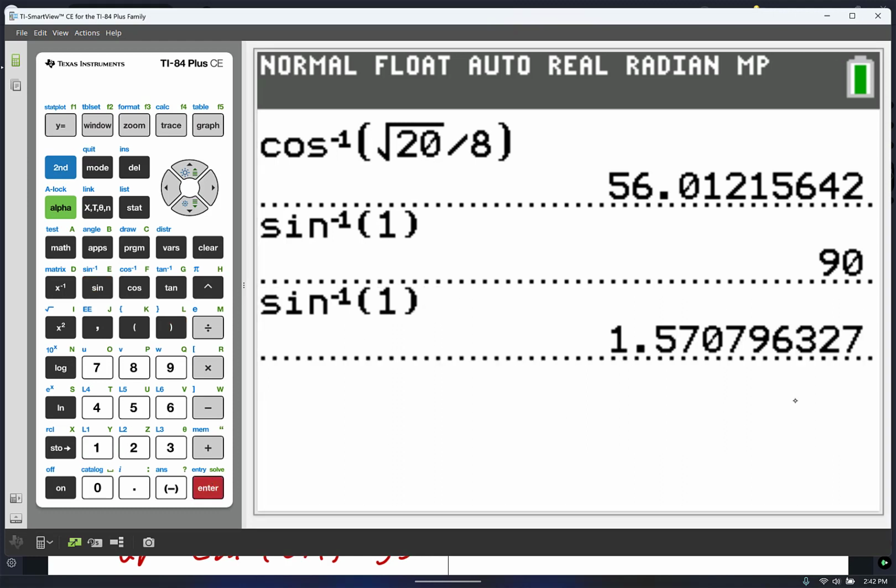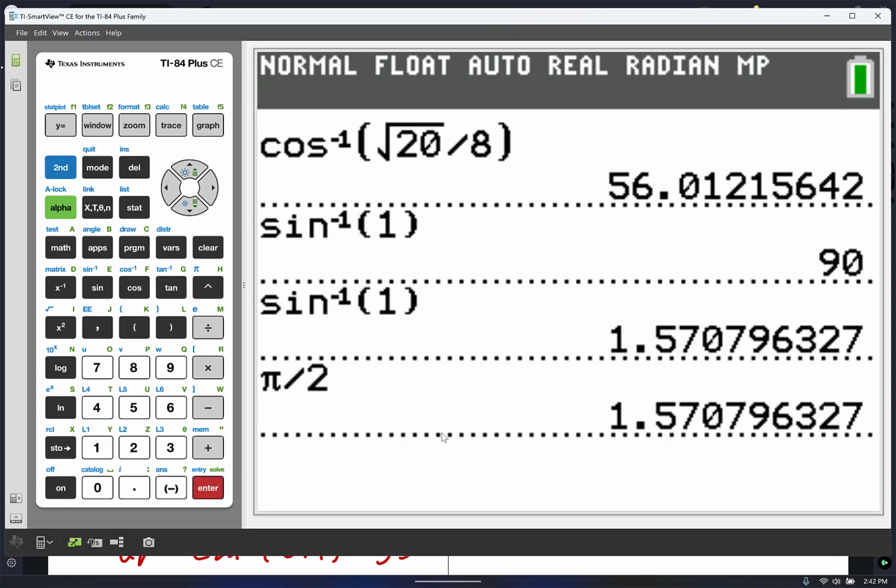So you get something like this, and you're like, that's not pi over 2. It is pi over 2. Look, second, pi divided by 2. And if I push enter, there it is. It's the same digit per digit. It's pi over 2. Now, if you have something called the CAS, which I've seen some of you with, a CAS calculator will give you the printout of pi over 2. The TI-84 is not a CAS.